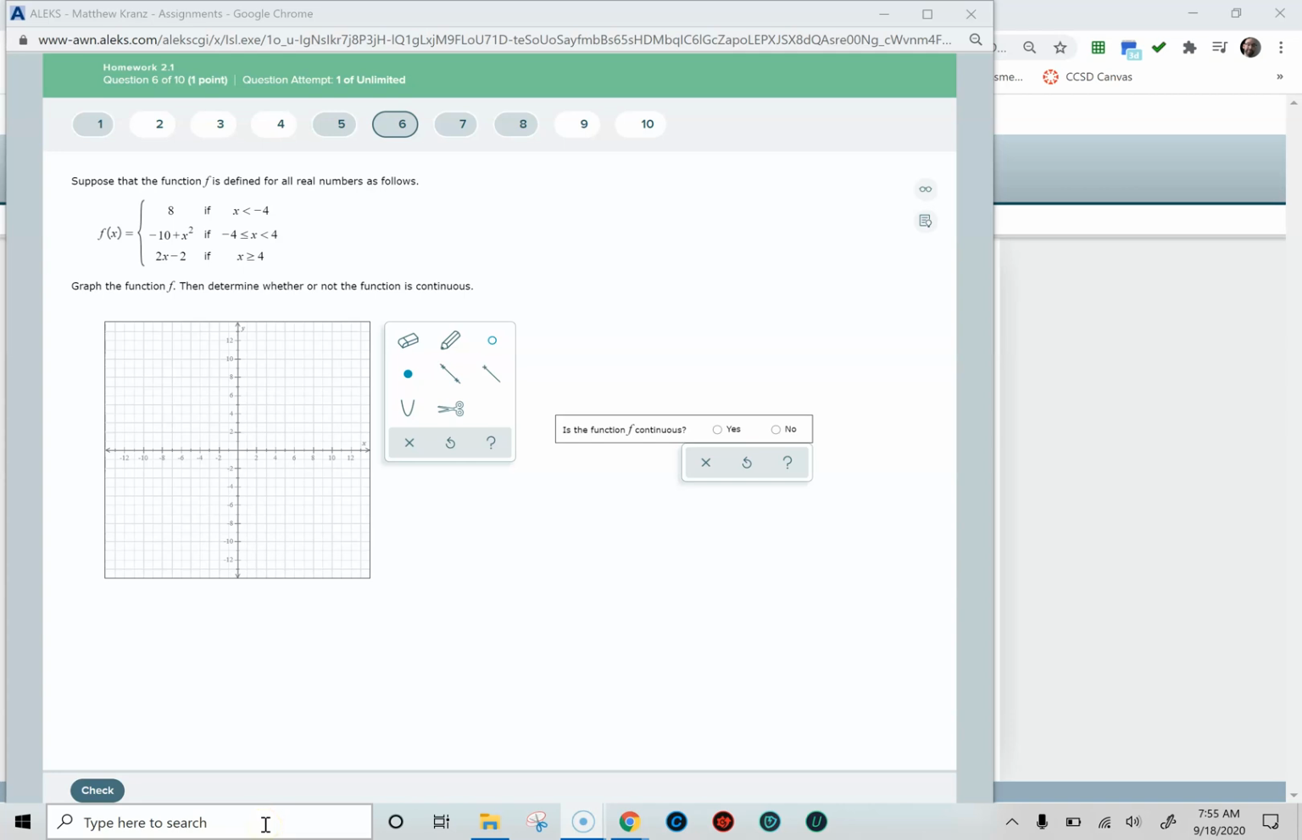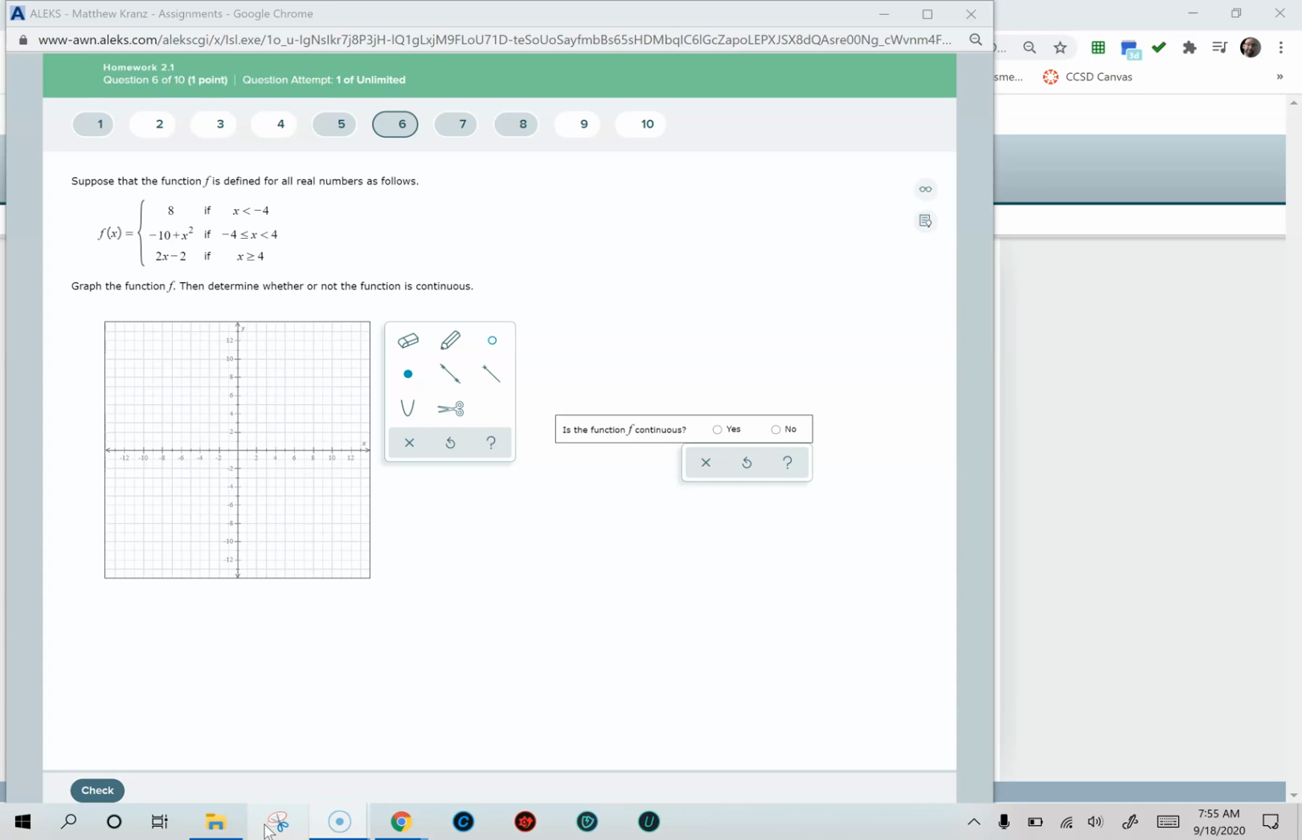Hey everyone, I just want to make a quick video on homework 2.1 and show you how to graph a parabola in ALEKS to make it right. Okay, so what I'm looking at is this parabola, which is negative 10 plus x squared.